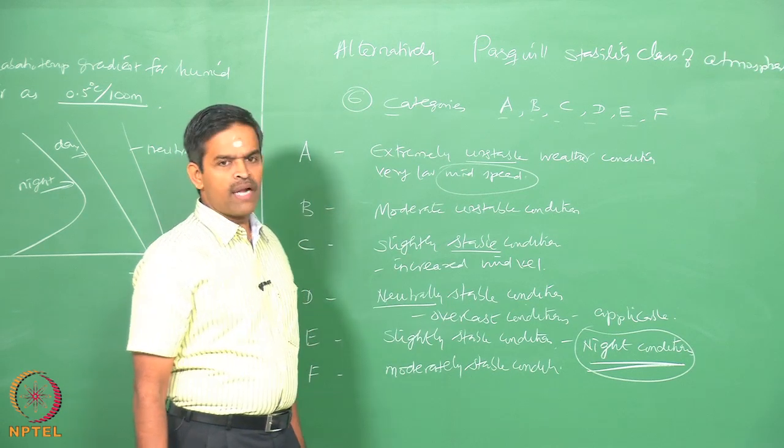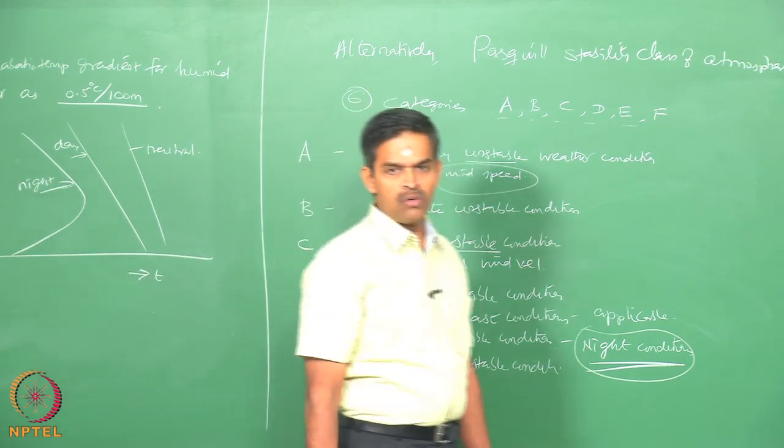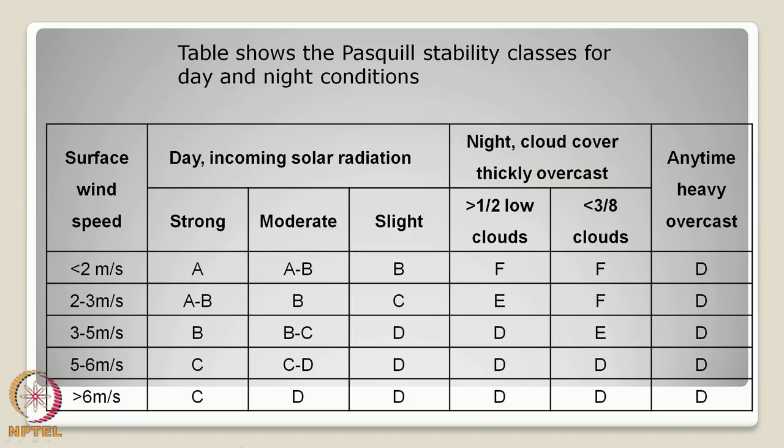I want you to pay attention to the table which is being shown on the screen now. The table shows the Pasquill stability classes for day and night condition. One can very easily see here the conditions considered are the surface wind speed, which varies from 2 meter per second or lower than that to as high as more than 6 meter per second. Now, it also includes the solar radiation during daytime and the night cloud cover which is thickly overcast. So, it includes both these atmospheric conditions as well.